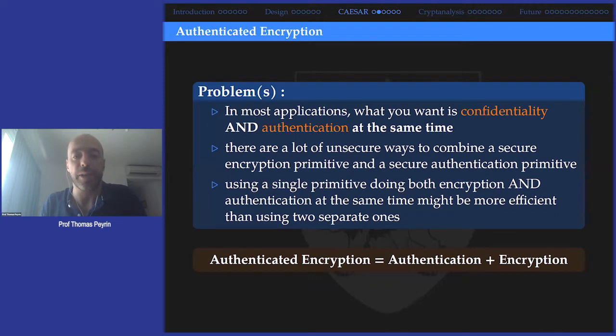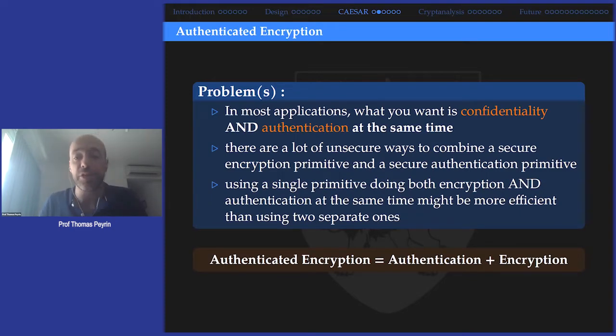So first, I would like to very quickly explain to you what is authenticated encryption. We have already seen what is confidentiality, right? It's basically encrypting the data. We have seen what is authentication. It's basically putting some kind of signature on your data to be sure that it was sent by the actual person it's pretending to be sent from.